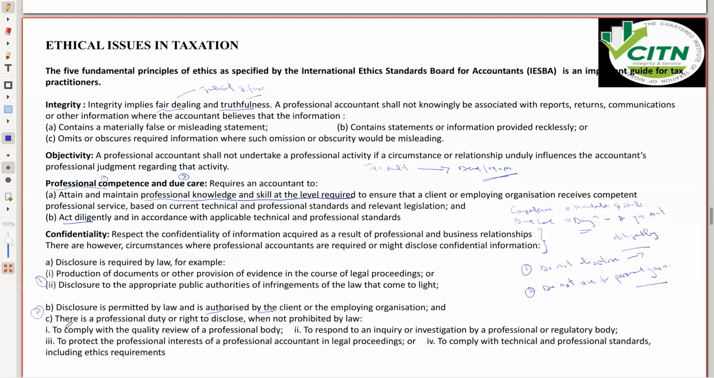A third is when there is a professional duty or right to disclose. As accountants, one key principle is that we act in the public interest. What does that mean? Let me just pause. What does it mean when we say we act in the public interest? Who wants to give it a try? I'm sure we had it before. What could it possibly mean?